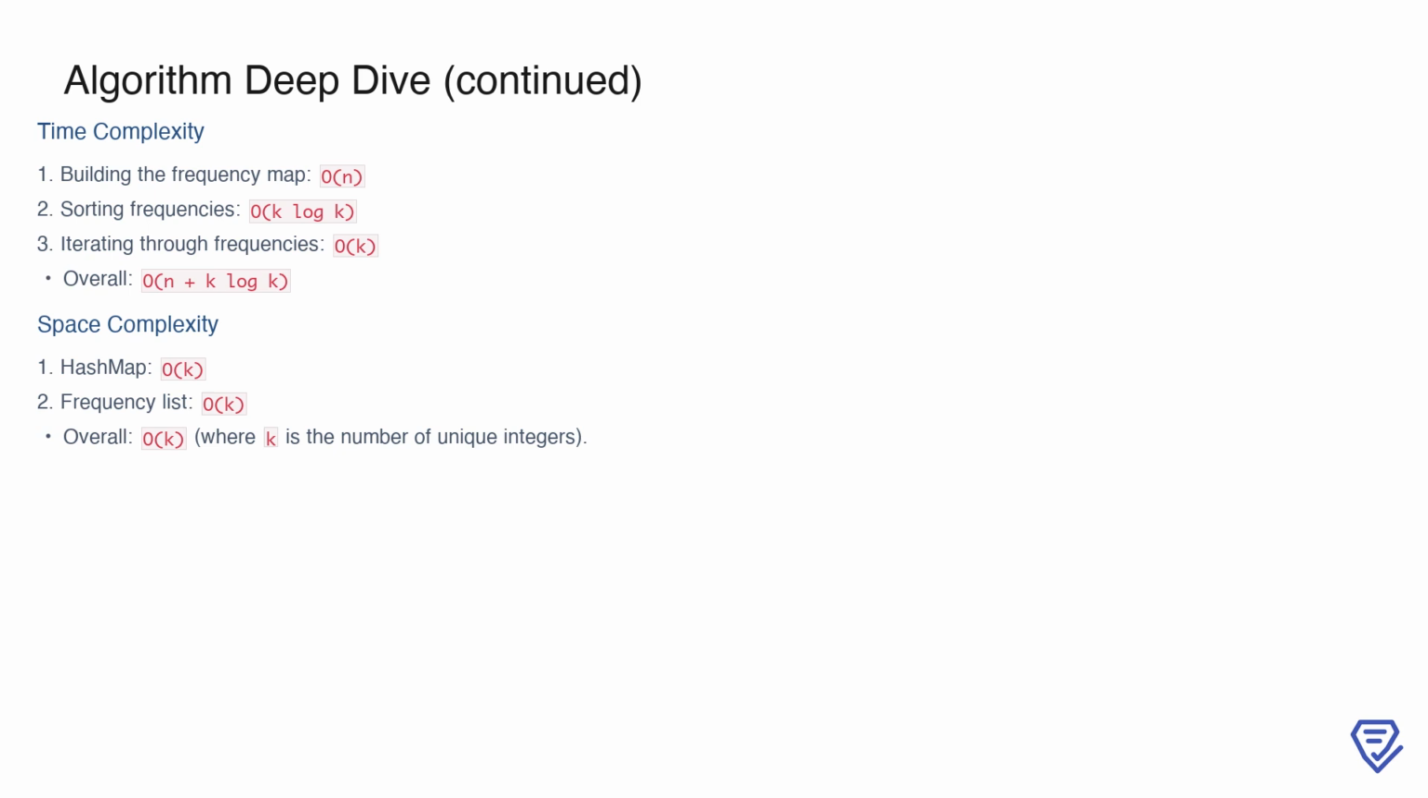For space complexity, the hash map requires O(k) space to store frequencies, and the frequency list also takes O(k) space. Therefore, the total space complexity is O(k). These complexities make the algorithm efficient and scalable, even for larger inputs, as the operations focus primarily on the unique integers rather than the entire array.